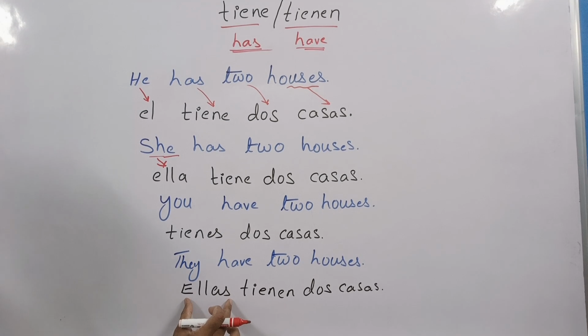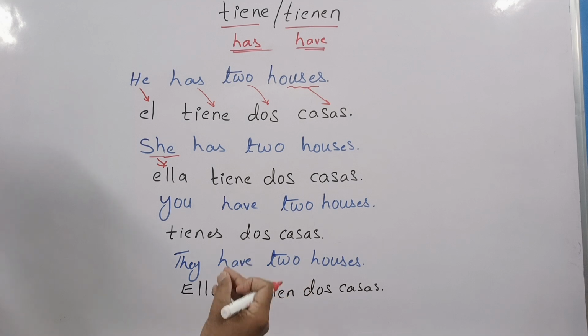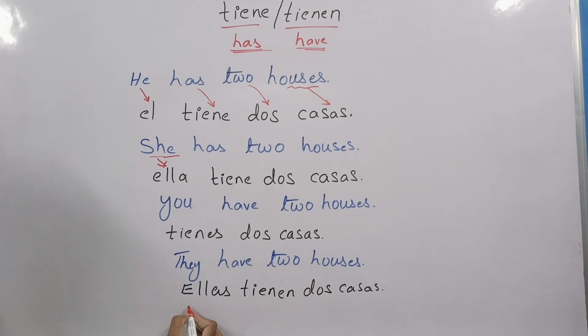Here, for a group of people, girls, ladies or women, you can use ellas. If it is the opposite, if you have boys, men or gents, for that you can use ellos. This is the only difference between ellas and ellos.